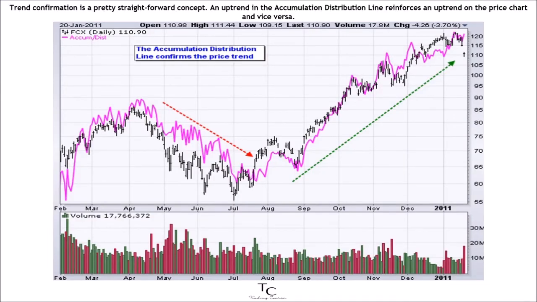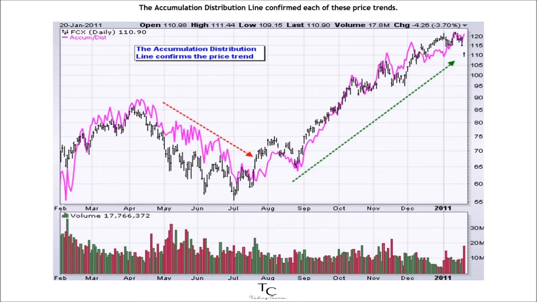Trend confirmation is a pretty straightforward concept. An uptrend in the accumulation distribution line reinforces an uptrend on the price chart and vice versa. The chart on the screen shows Freeport-McMoRan, FCX, and the accumulation distribution line advancing in February to March, declining from April to June and then advancing from July to January. The accumulation distribution line confirmed each of these price trends.